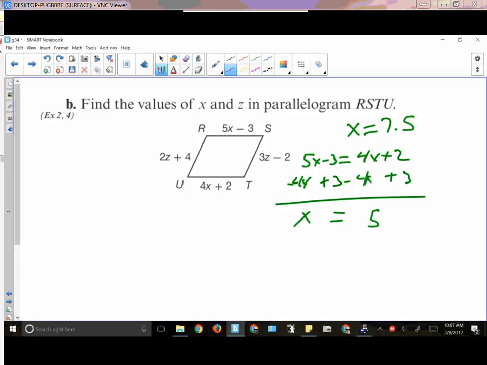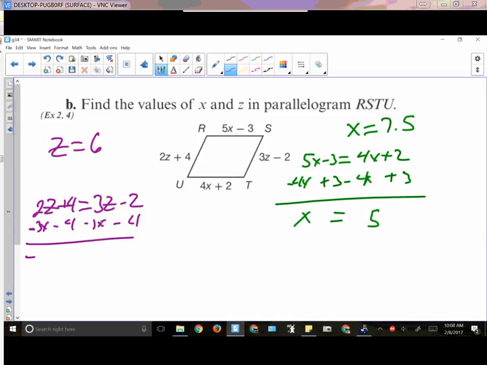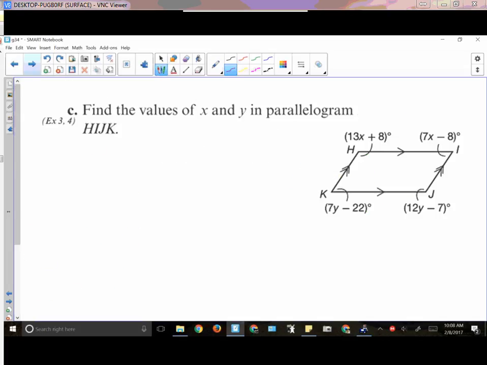So, who's got z? Yes, sir, what you got for z? 6? Z is equal to 6, so I can put down 2z plus 4 is equal to 3z minus 2. So subtract 4, subtract 4, subtract 3z, subtract 3z, negative, that's z's, minus z is equal to negative 6, so z is equal to 6, yes. All right. Give you a minute or a couple here to figure out these last.